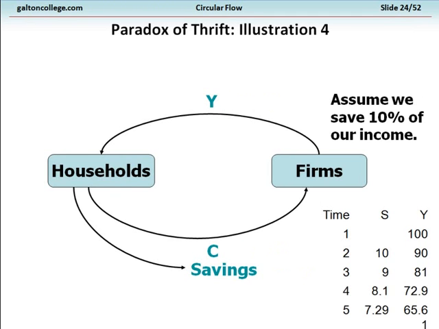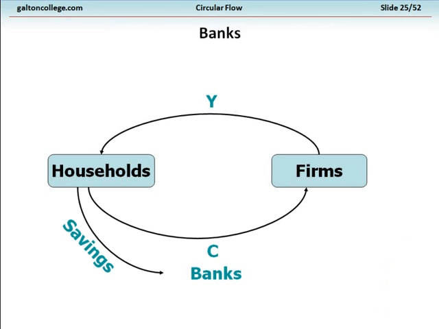Finally, we would end up with a table like this one on the bottom right of the screen. After a number of time periods, income is falling from 100 all the way down to, in this case, 65.6. What we really need is some way of putting the savings back in. We need to put the savings back into the economy, and where we do that is through banks.